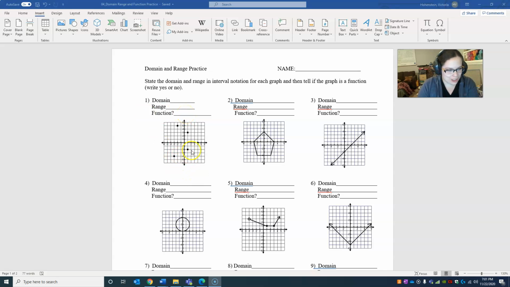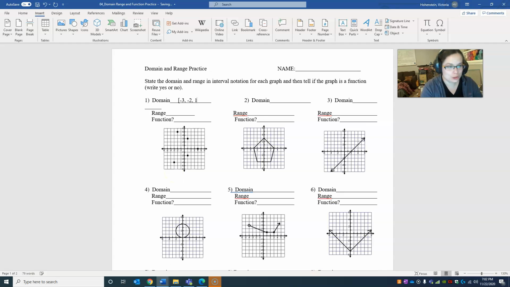The first one here is not a continuous graph, it's points. So let's find our domain and range. The point is filled in, so I am going to use a bracket. And then I am going to list the x values from smallest to largest. So I have a point at -3, a point at -2, and 2 points at 1.